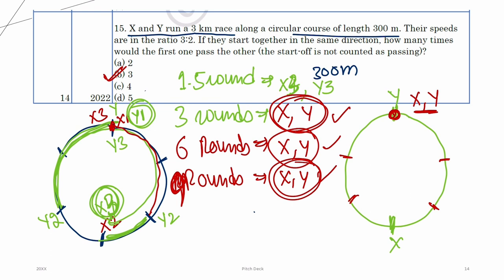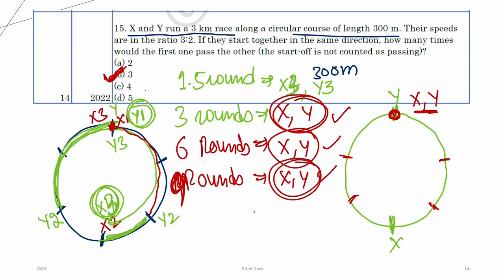After 6 rounds, they are going to meet for the second time. After 9 rounds, they are going to meet for the third time, and that's all, because the race is over after that. So in total, 3 times they are going to meet, and they are always going to meet at the starting point, right? I hope this is clear.